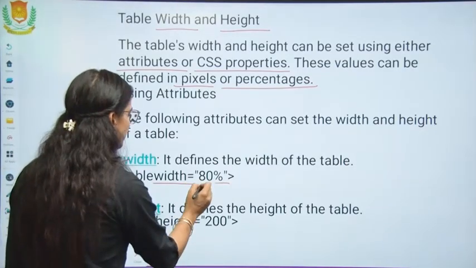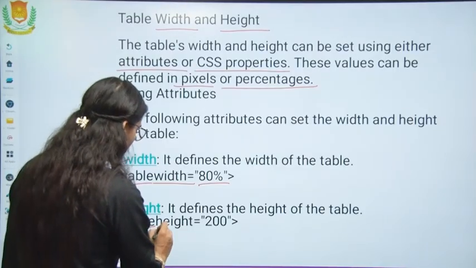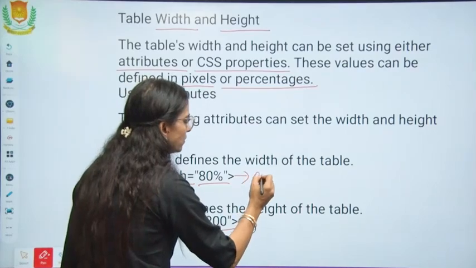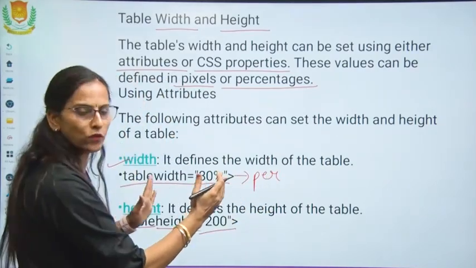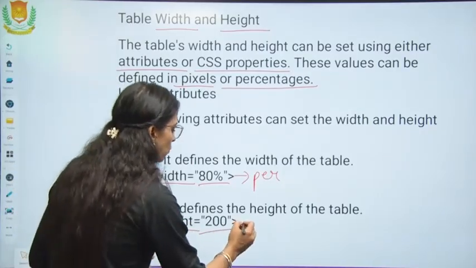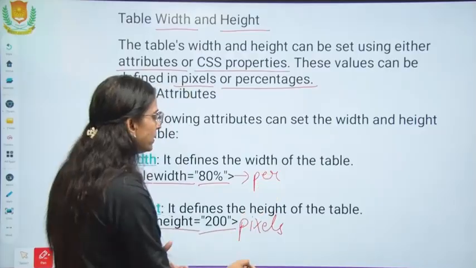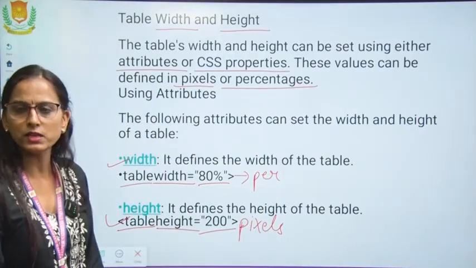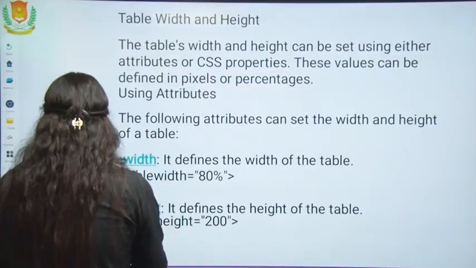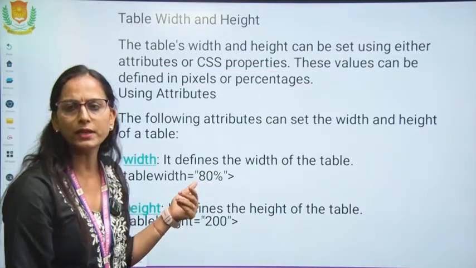Table width, this is the tag and this is the attribute. These are in percentage: 80% of the width of the screen, and this is 200 pixels. So we have given the example of both ways. As per your choice and requirement, you can use them. So these are the two attributes, table height and width.